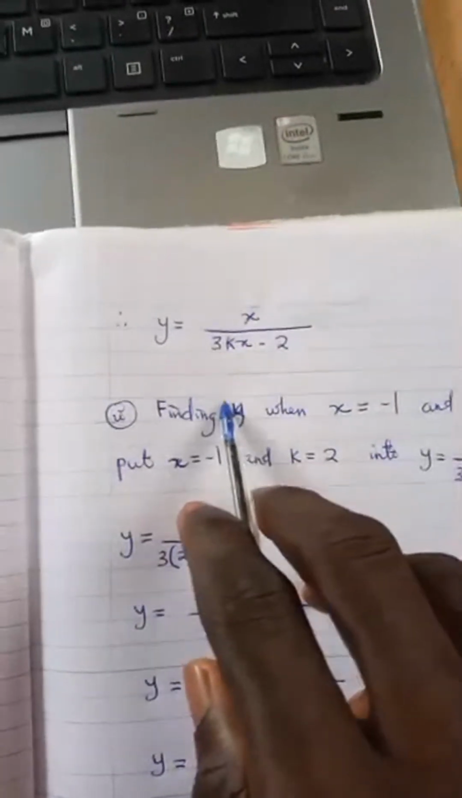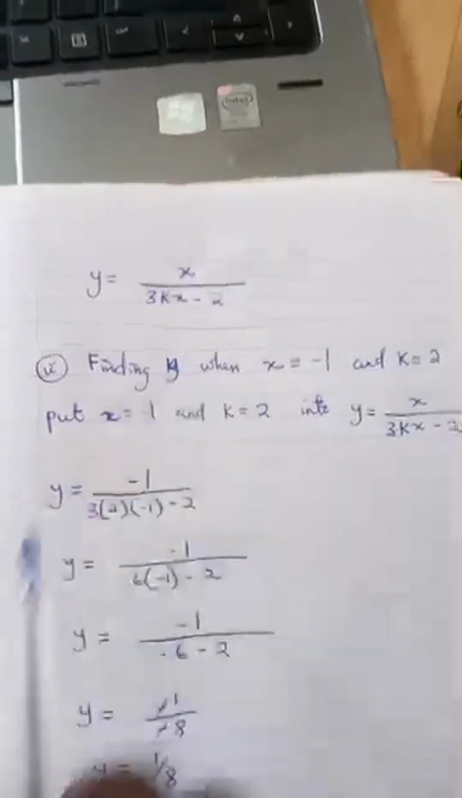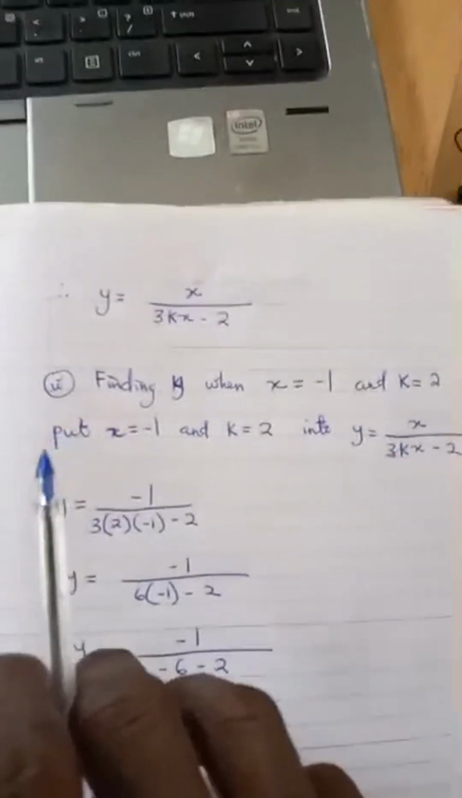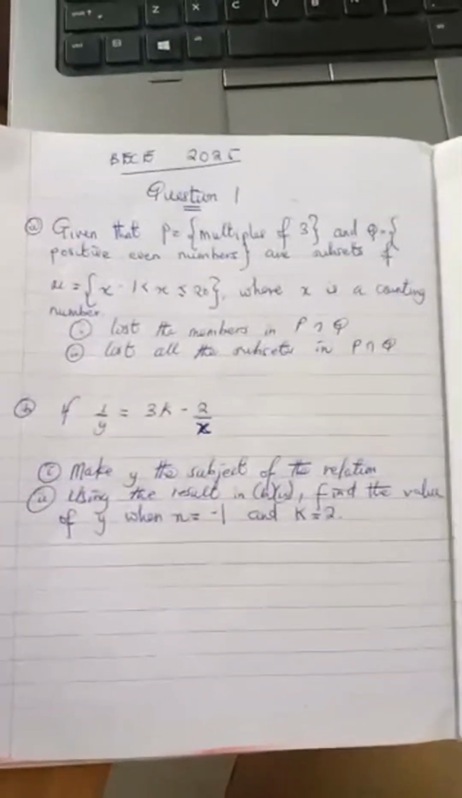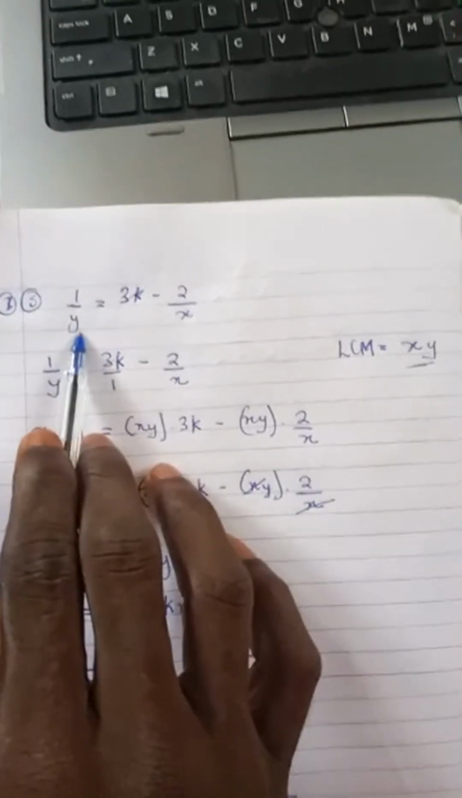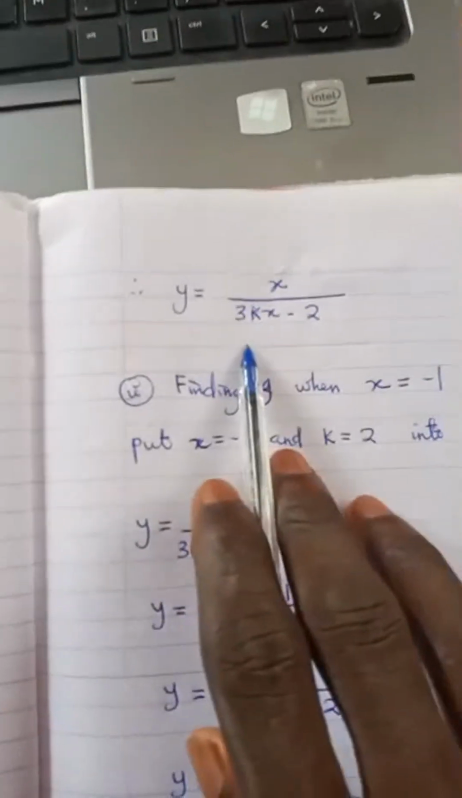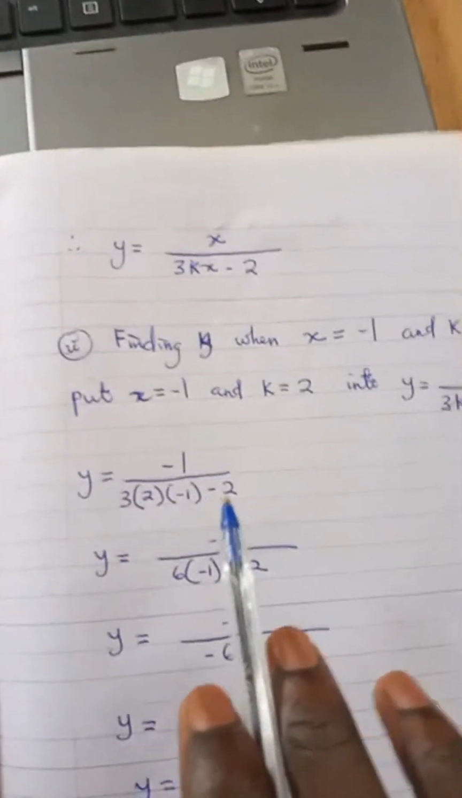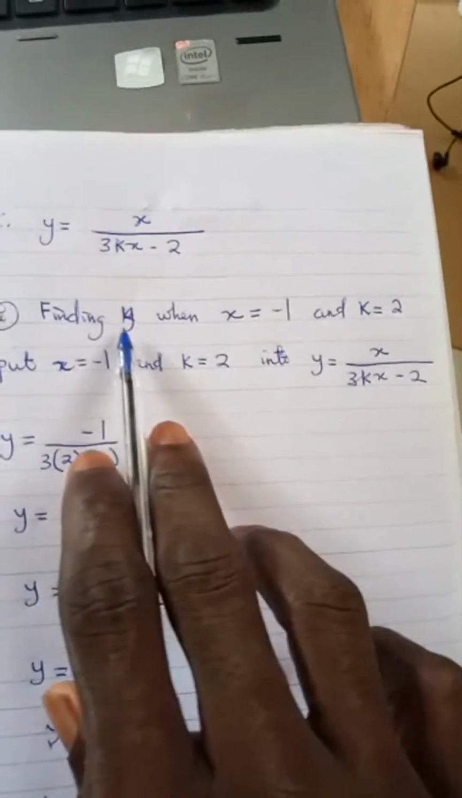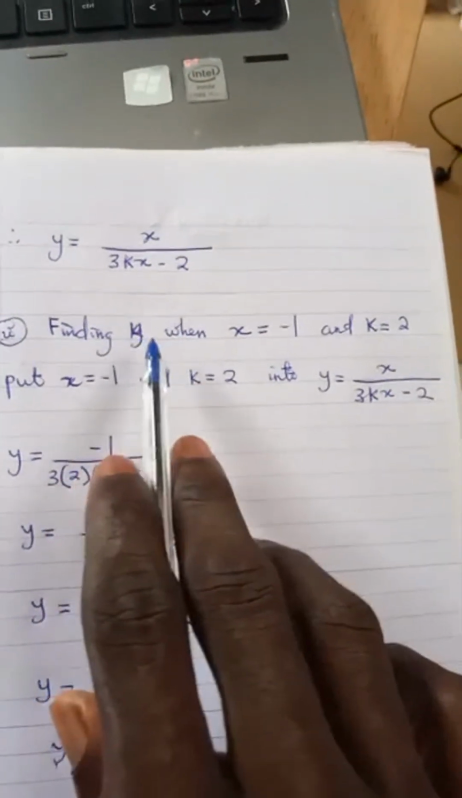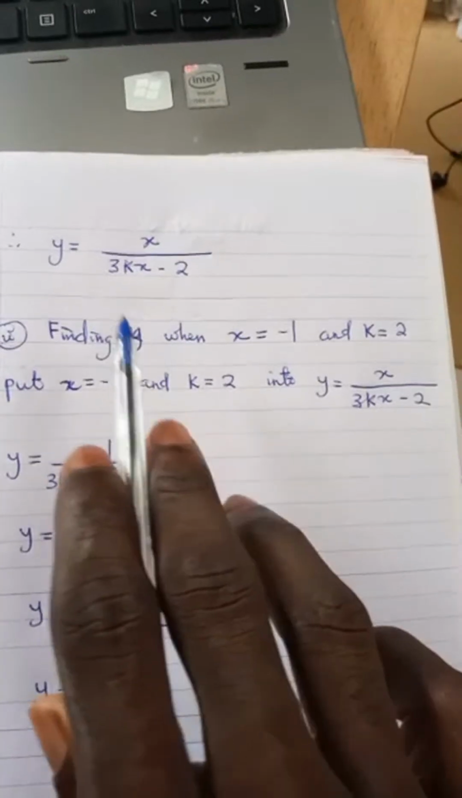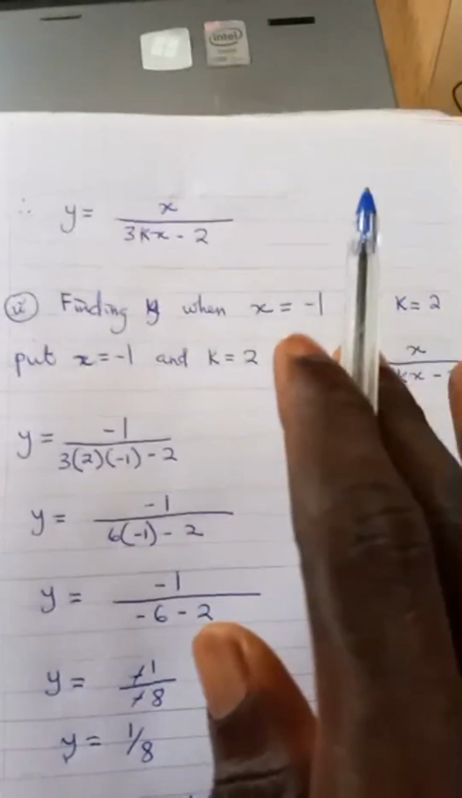3kx minus 2. Good. When you continue to the II, which is the BII, it says we are to find the value of y using our result. So here, if you come here and you substitute the values to find y, we are wrong, because the question says using our result. And what was the result? The result is y is equal to x divided by 3kx minus 2.